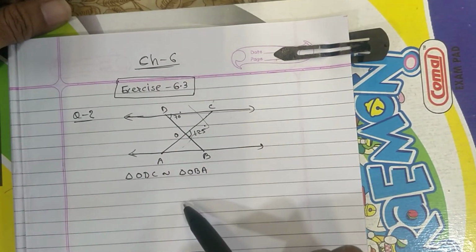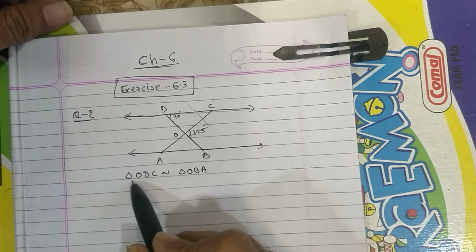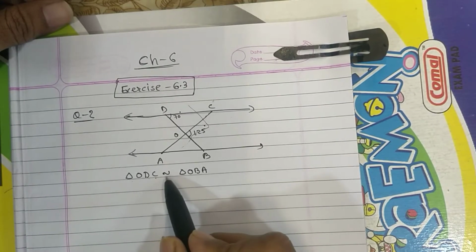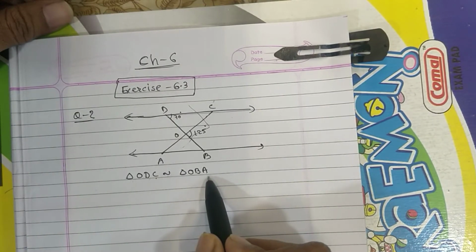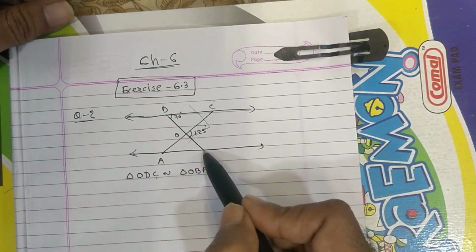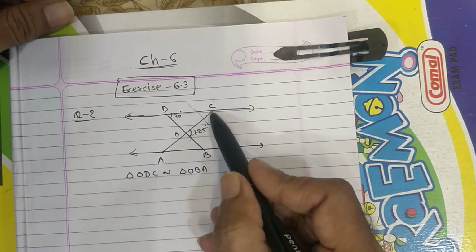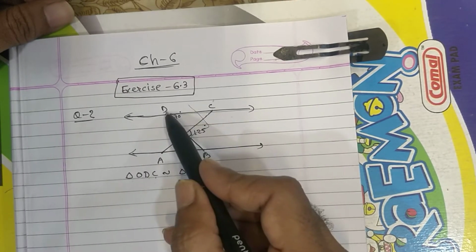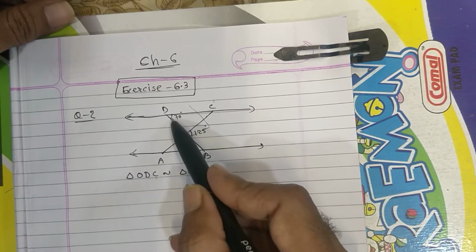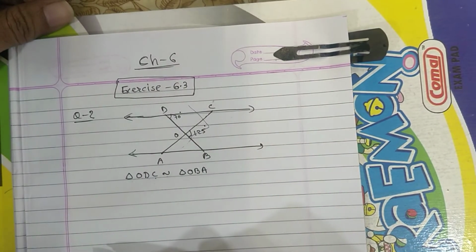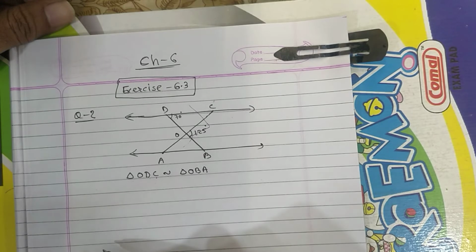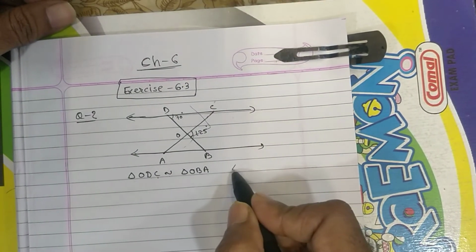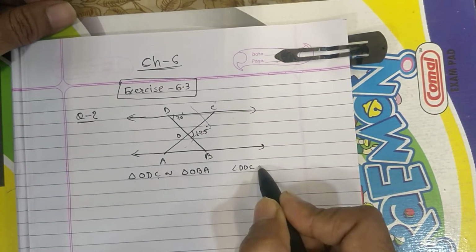This figure is given in a question. Triangle ODC is similar to triangle OBA, which is given in a question. Here BOC is given 125, CDO is also given 70 degree. I want to find out angle DOC.